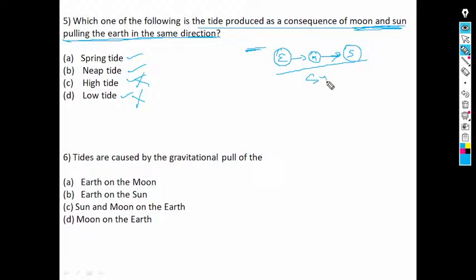This position is called your syzygy. This position is generally called your syzygy. Okay.